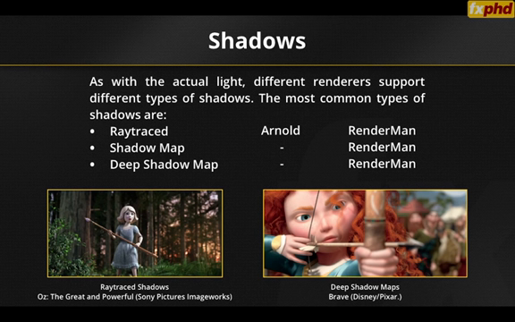So RenderMan has much more flexibility when it comes to shadows than Arnold does. And because Arnold is just a brute force Monte Carlo renderer, you're really only down to being able to do ray traced shadows. Whereas RenderMan, obviously being more scanline ray traced based, you can do these deep shadow maps and just normal shadow maps as well.